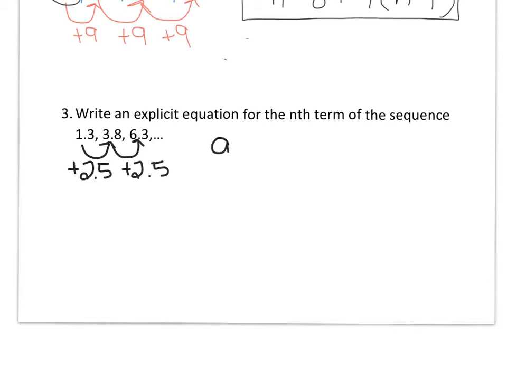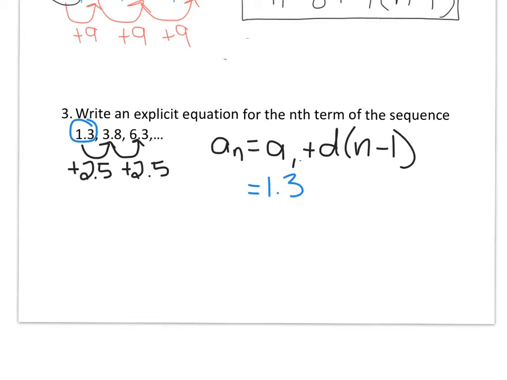So the explicit formula for an arithmetic sequence is a subscript n equals a1 plus d times n minus 1. So what is our first term? Our first term is 1.3. So we're going to plug that in for a1. And what's our common difference? Our common difference is 2.5. So we're not looking for a specific term this time. We're only looking for the nth term. So we can leave it in terms of n.